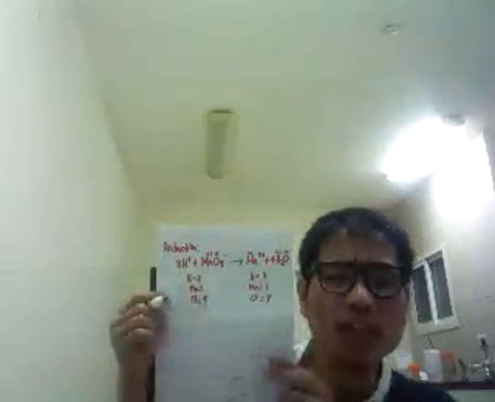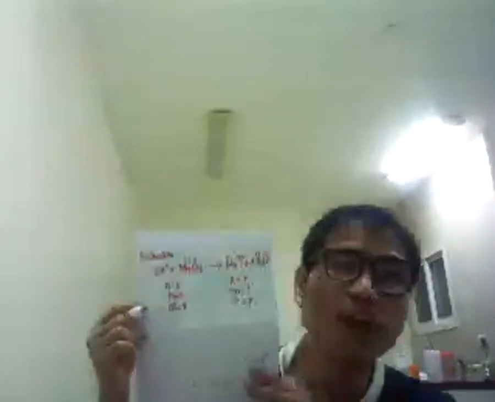So hydrogen is 8. Manganese 1 and manganese 1. Very clear. And oxygen is 4, and oxygen is 4 on the other side. Hydrogen is balanced. Now balance the charges.